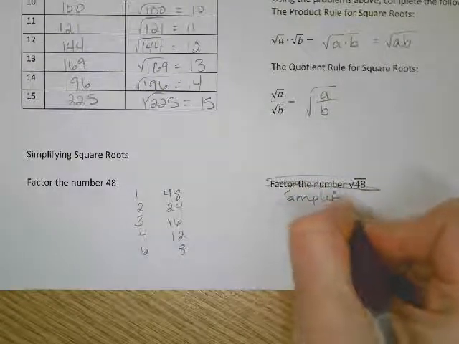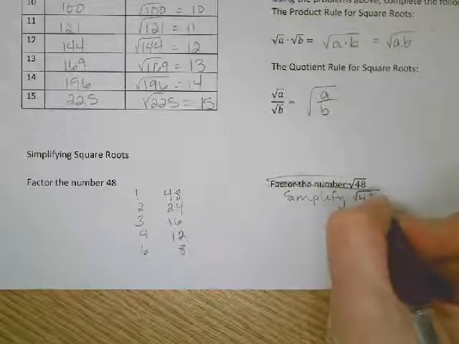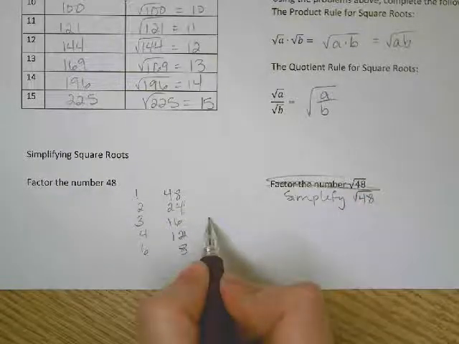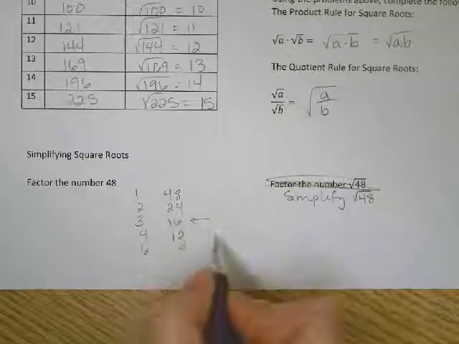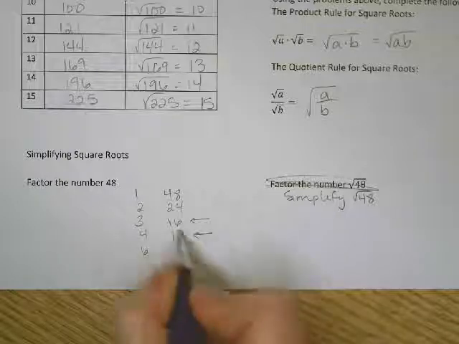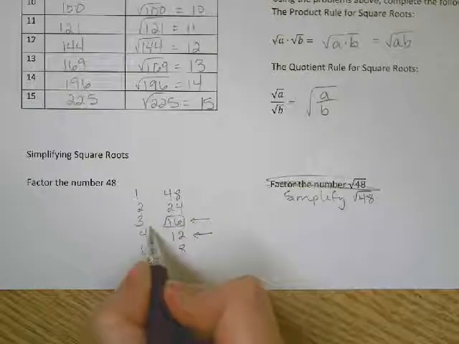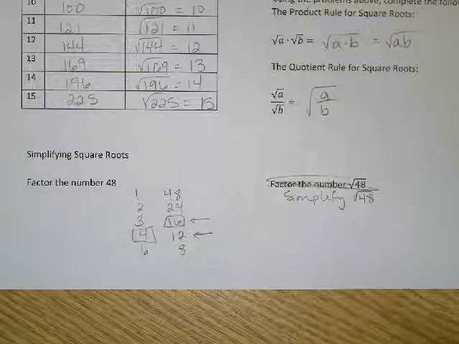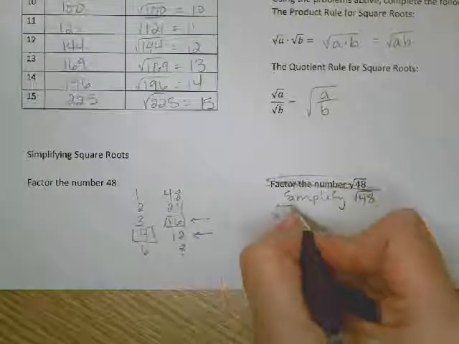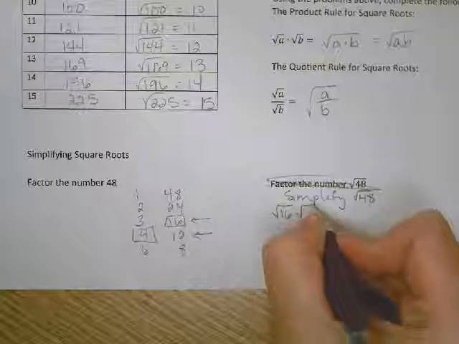And really say that as simplify the square root of 48. So if I look at my factors of 48, this pair right here contains a perfect square, and this one right here contains a perfect square because 16 and 4 are both perfect squares. So I could rewrite this as the square root of 16 times the square root of 3.